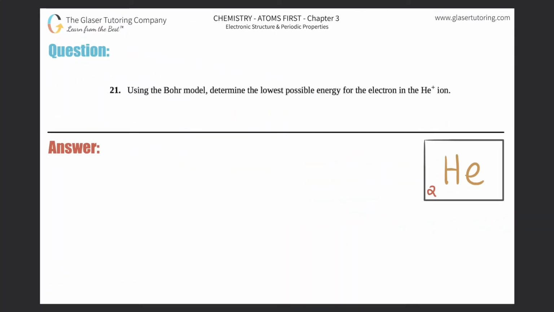Number 21. Using the Bohr model, determine the lowest possible energy for the electron in the He plus ion. All right, so Bohr model generally means that I have either two formulas to choose from. You should memorize these just in case they show up on your exam. One of them is En equals negative k z squared over n squared. And the other one is the change in energy equals k times 1 over n1 squared minus 1 over n2 squared.